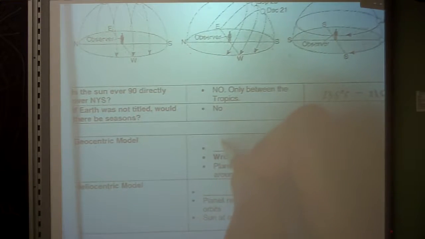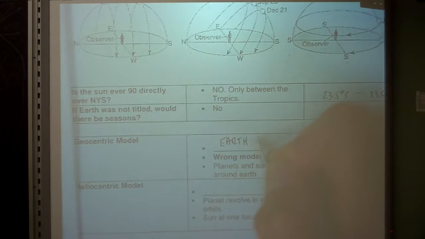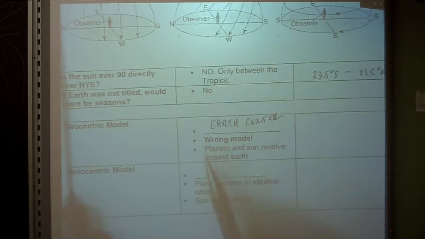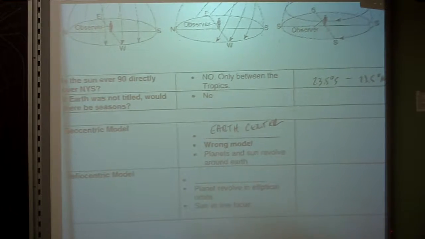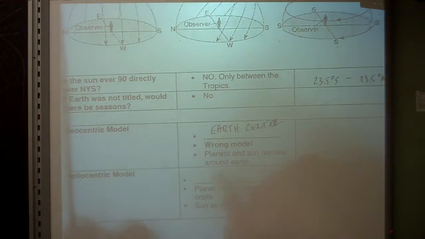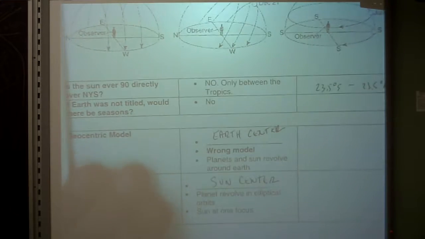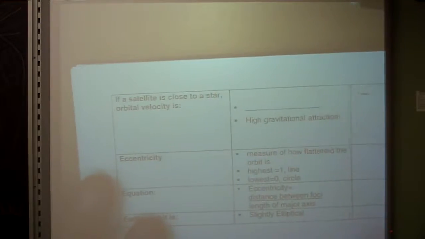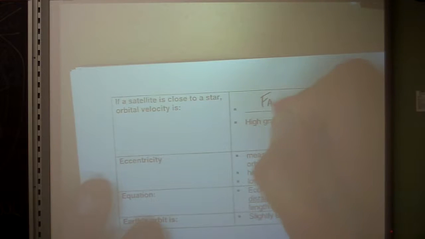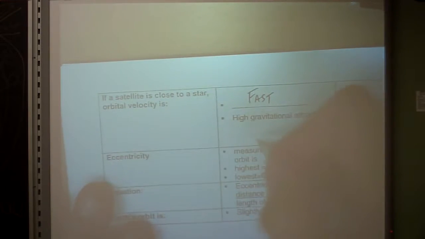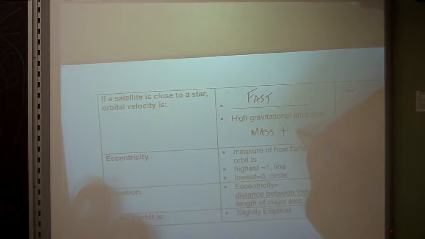Geocentric model, Earth-centered. The planets were moving around, but they were moving around because the Earth was spinning. Heliocentric is the sun-centered model. Okay, if a satellite is close to a star, orbital velocity is fast. The closer you are, and the more massive the star is, mass and distance affect gravity.